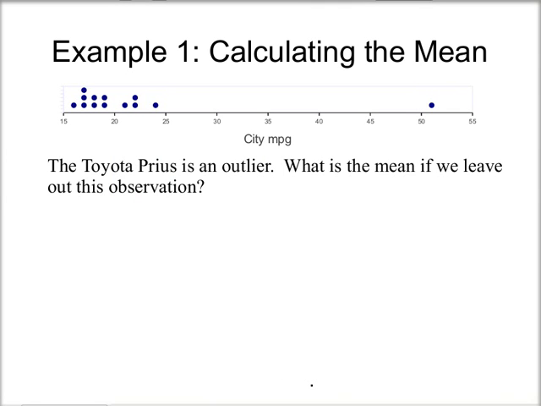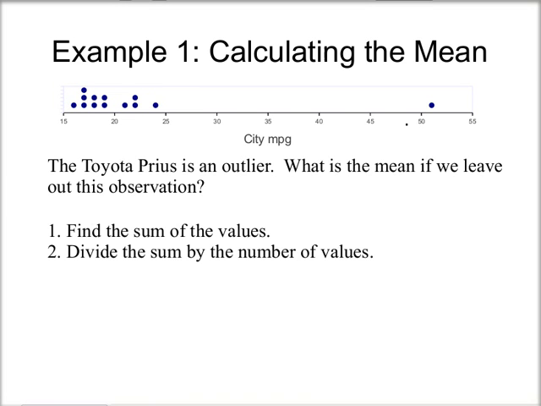Now remember, when we looked at this chart before, we said that the Toyota Prius is an outlier. It's the only hybrid car in the chart, and it's got this really high city miles per gallon of 51. So what happens to the mean if we leave out the Toyota Prius? We're going to do the same things. We'll find the sum of the values.